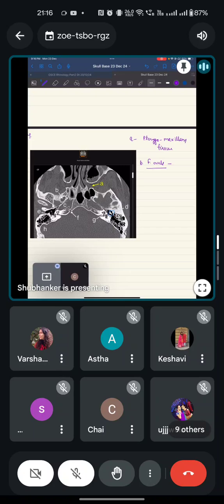So skull base in itself is important, and you can be 100% sure a question will come, whether it's in theory or in your OSCEs, but it will be there. So these things should be read in depth. Foramen ovale we all know. Now the C is your carotid artery. Are you all with me?